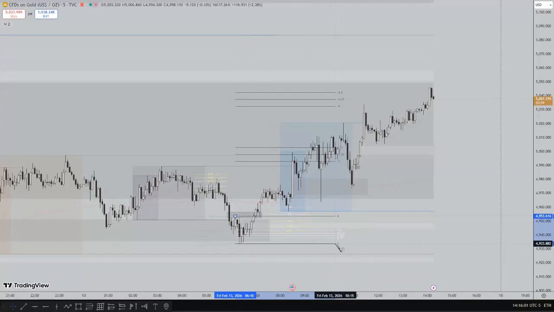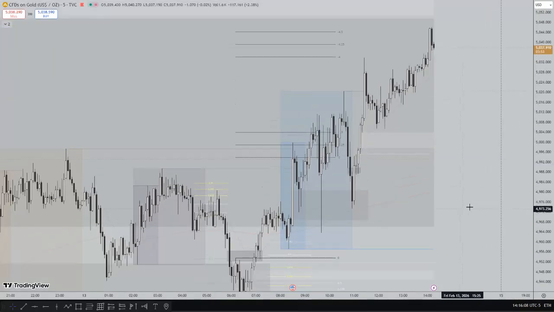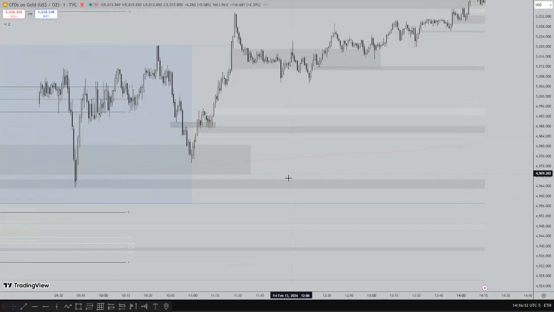Pull it out a little bit. Wow, what do you know? We went right up to the 4.5. What do you know, guys? And then we'll go on a lower time frame.